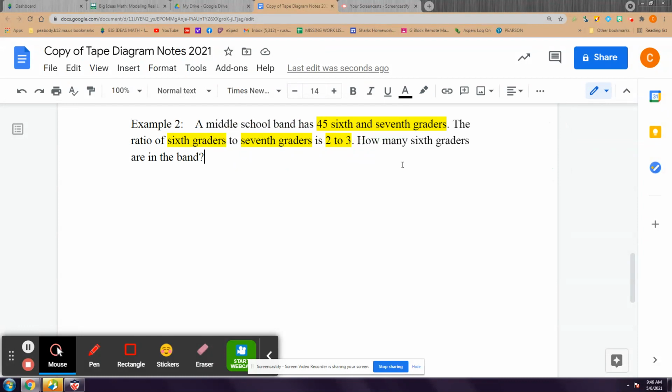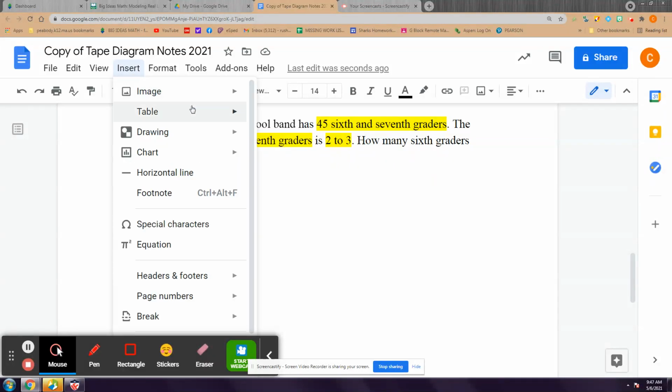Okay, so step number 1. Step number 1, guys, remember, is to draw the tape diagram for each part of the ratio. This is what's a little tricky. Normally I would have you hand draw it. You can draw it if you have the paper with you in class today, and just copy me. If you're typing it though, you would need to go to insert, then table.